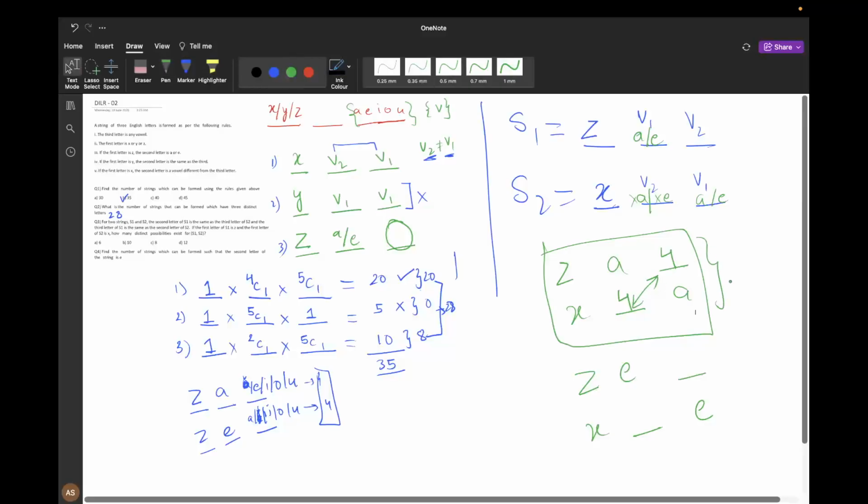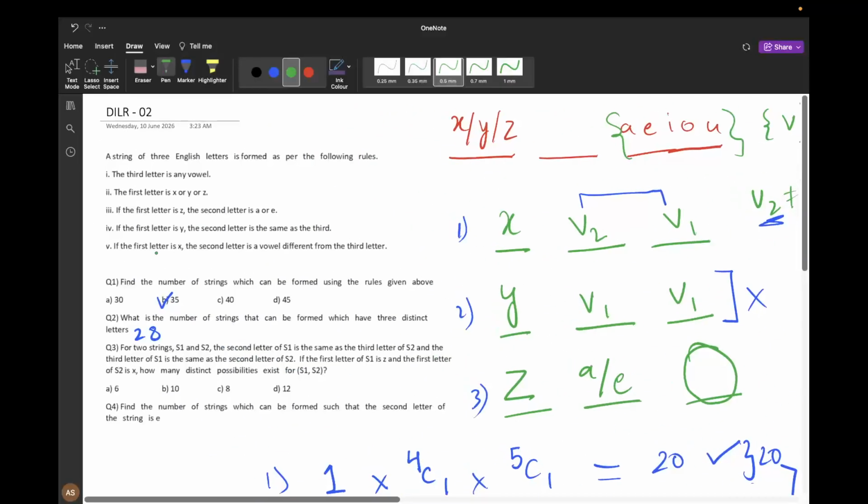So totally this string 1 and string 2 have 4 different ways, with A as second position in Z and third position in X. Similarly, if we have E, we can still have 4 here and 4 here, A O I U and A O I U. So this gives us 4. So a total is 8. Let's see if there's an option 8. Yes, there is an 8.